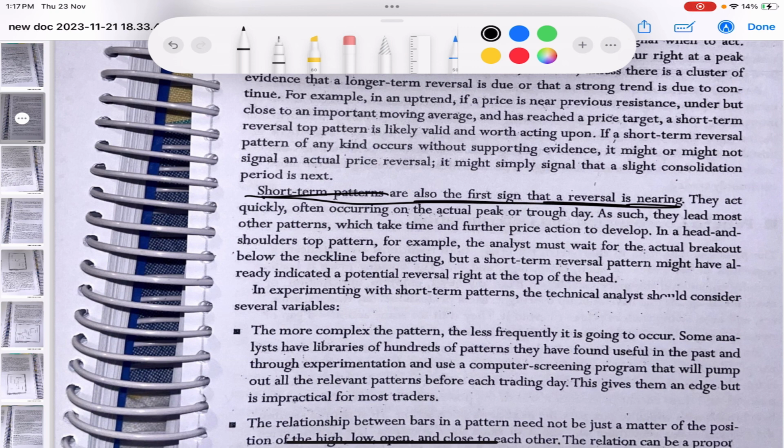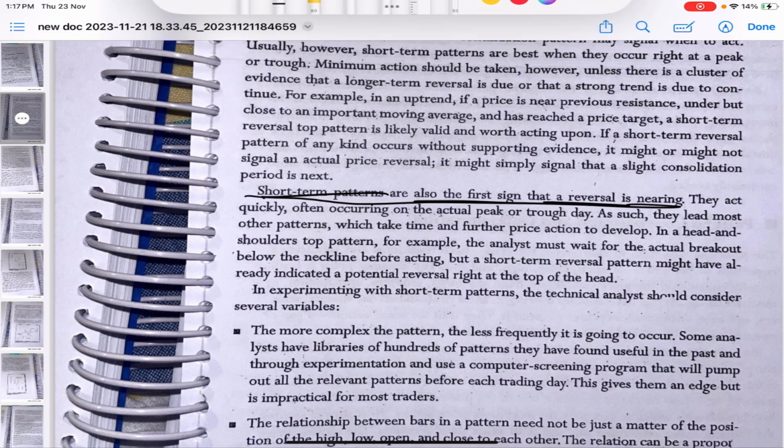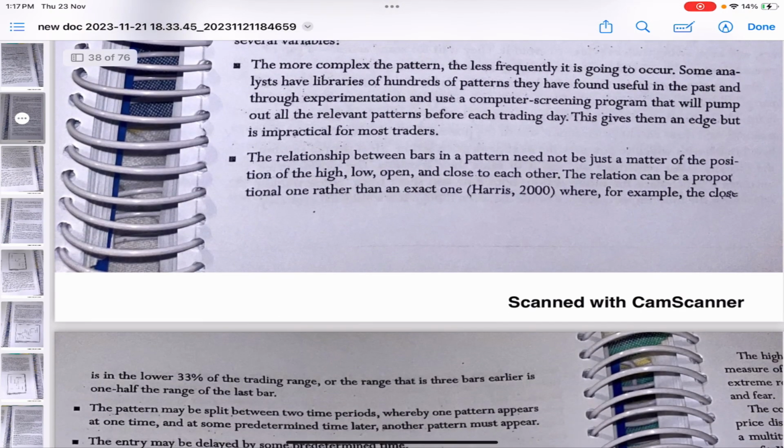In order to exit early and to mitigate the risk, you should always be using the shorter chart patterns and shorter-term charts. The more complex the pattern, the less frequently it is going to occur.